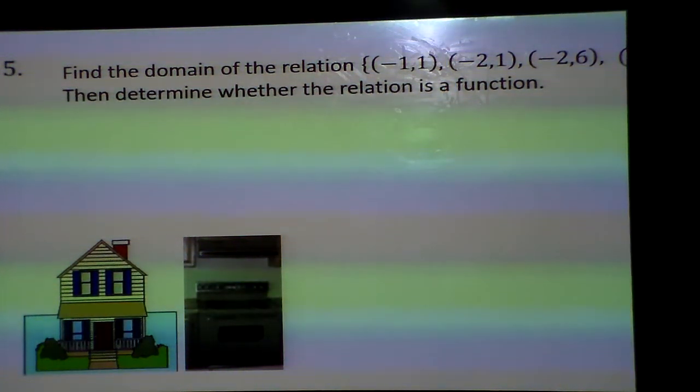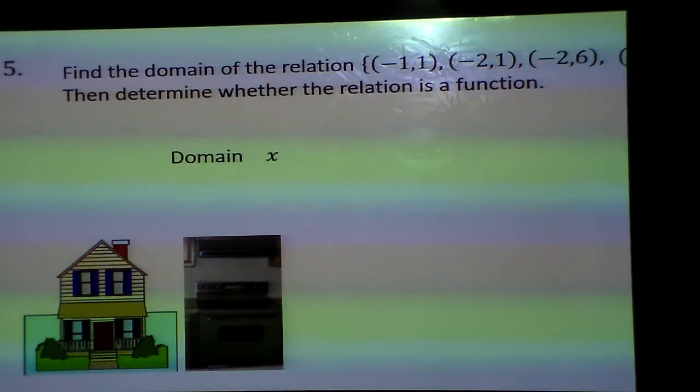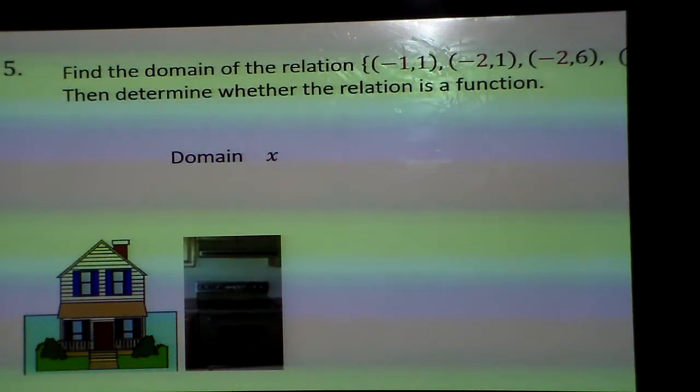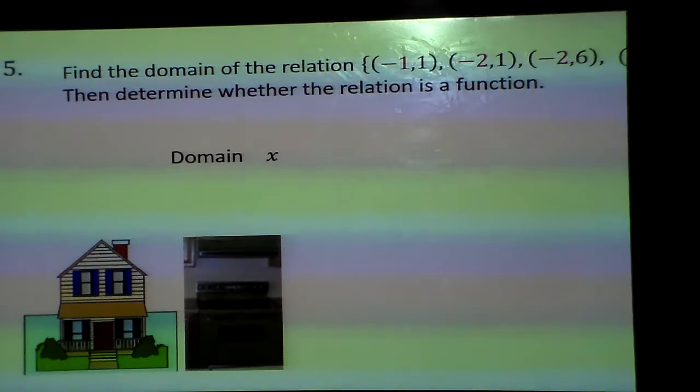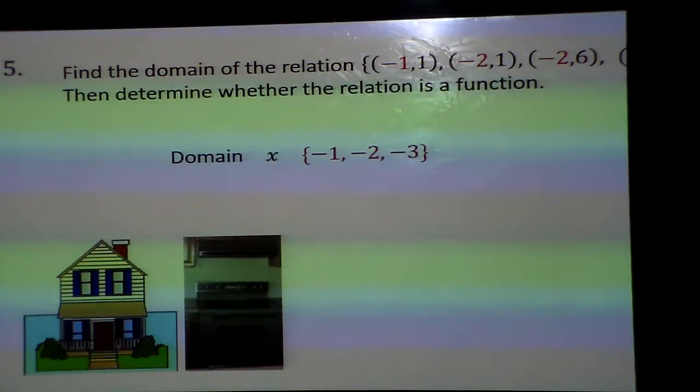something. The last number doesn't really matter because we're looking for the domain. And what we need to know here is this. The domain is the x's, which means it's -1, -2, and there's a -3 not showing up. So that would be your answer there for that, where the domain is.